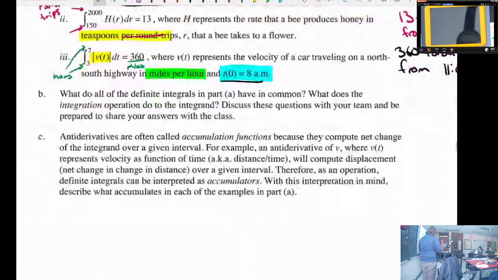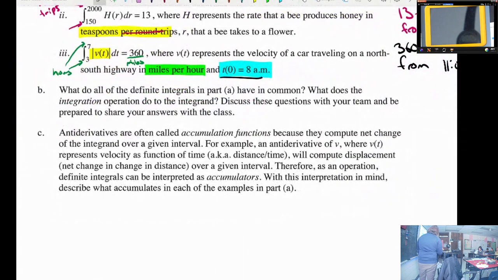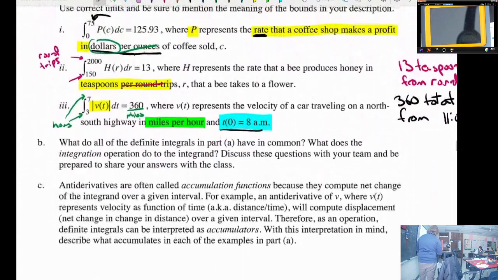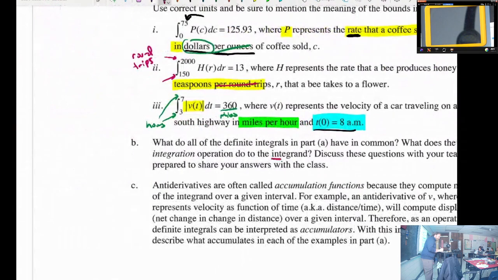Okay, anyway. So question B, what do all these integrals have in common? What I want you to see right now is what the integration symbol does to the integrand. I don't know if we've talked about these vocabulary terms before. The integrand is the thing inside of the integral. And basically what we're doing here is we're throwing away the per part of the units. When you take the integral of a rate, what's important about what all these things have in common is that they are all a rate, something per something. Dollars per ounces, teaspoons per round trips, miles per hour. And when you take the integral, you throw away the rate part and you just go back up one level to the accumulation part.